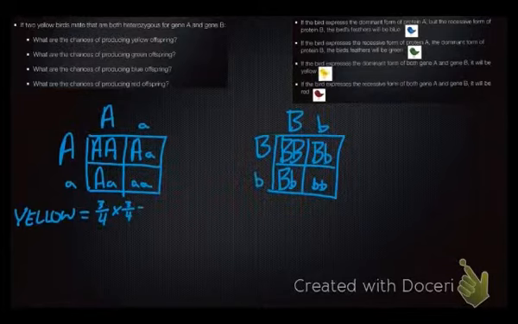The odds of expressing both in one individual, we find that just by multiplying the odds of each. So 3 times 3 is 9, and 4 times 4 is 16. So it's a 9/16 chance of yellow offspring.